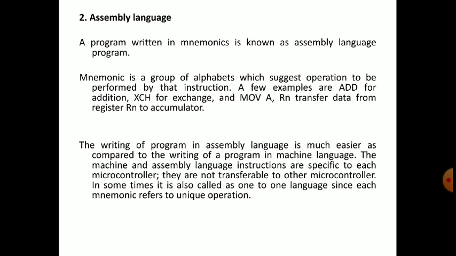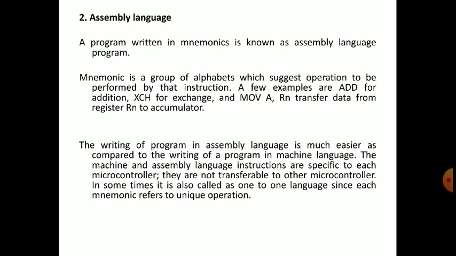A program written in mnemonics is known as an assembly language program. So what do we mean by a mnemonic? A mnemonic is a group of alphabets which suggest the operation to be performed by that instruction. The alphabets are the ABCDs of English that we learn in everyday life.